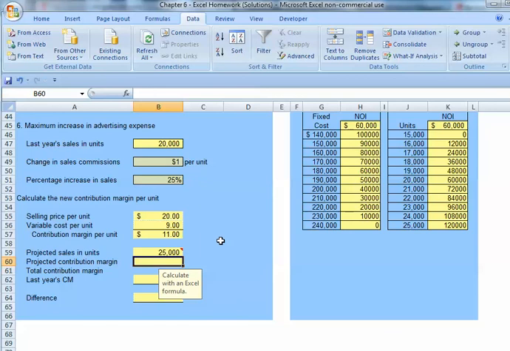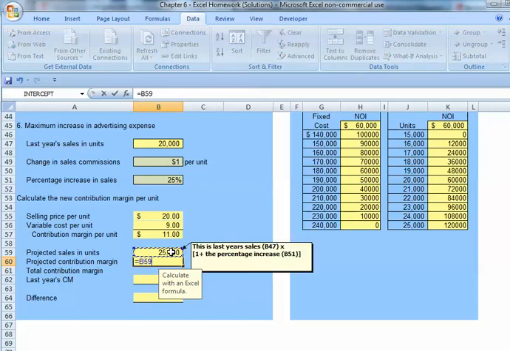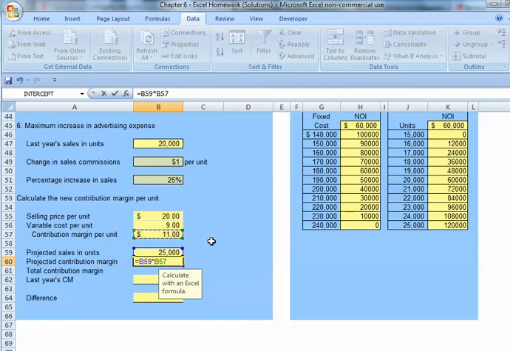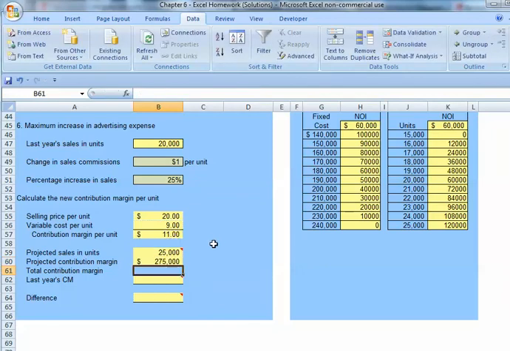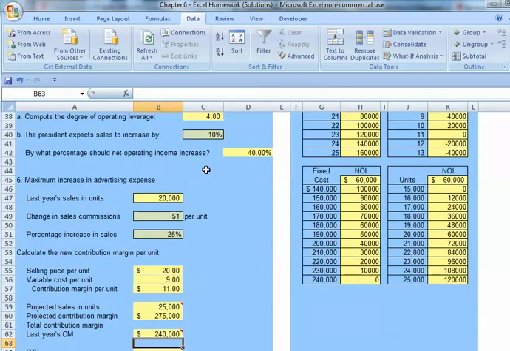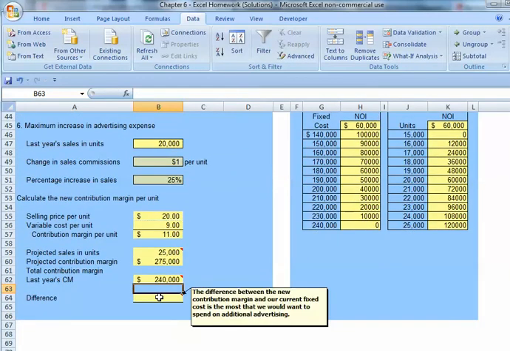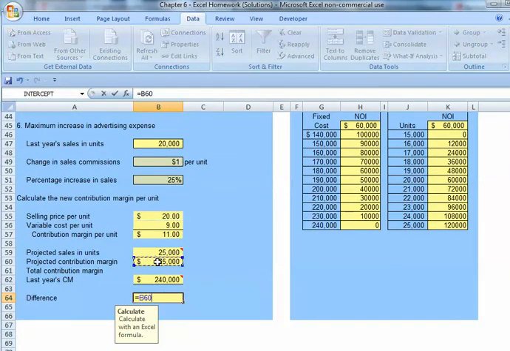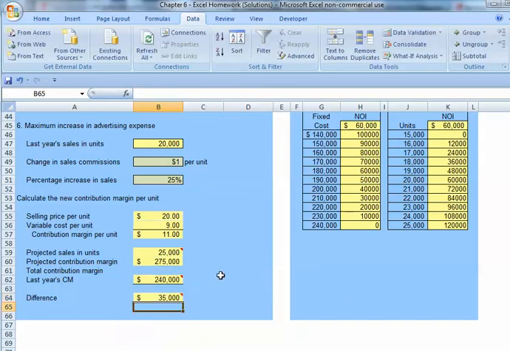Our projected contribution margin then would be 25,000 units times a contribution margin per unit of $11. And we can compare that to last year's contribution margin, which was $240,000. And we can see our contribution margin then would increase, since we have no change in fixed cost. It would increase by $35,000.